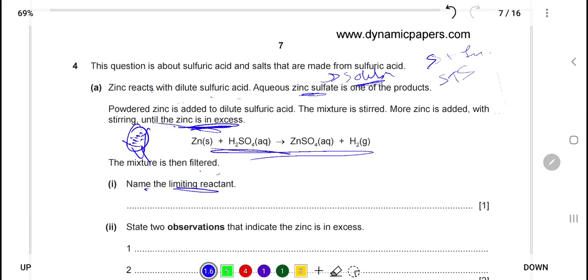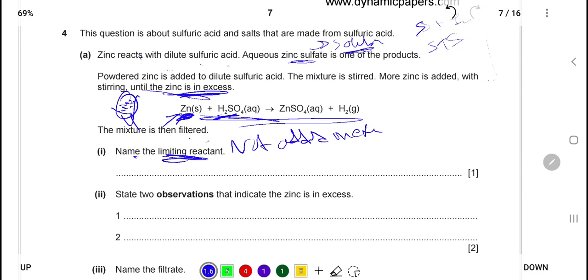So name the limiting reactant. You need to learn that the limiting reactant is the one that is not added in excess. Since zinc is added in excess, it must be the dilute sulfuric acid. Just remember this.